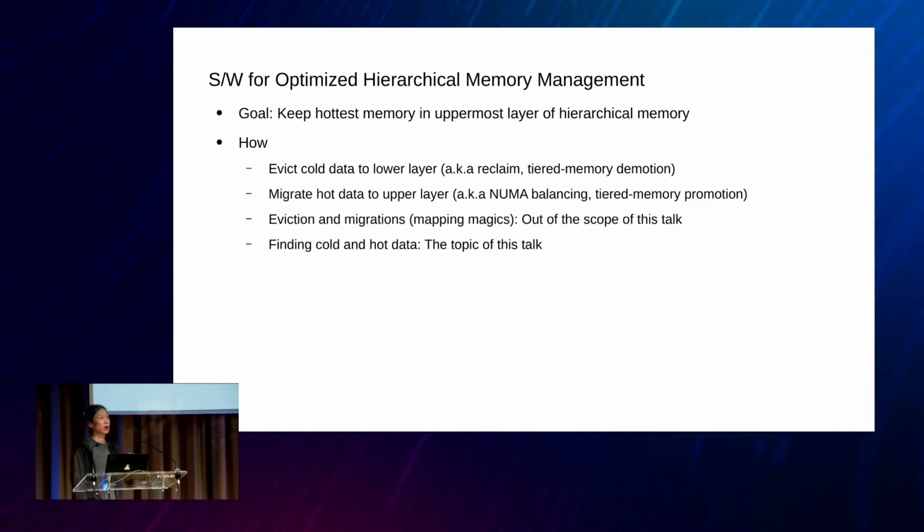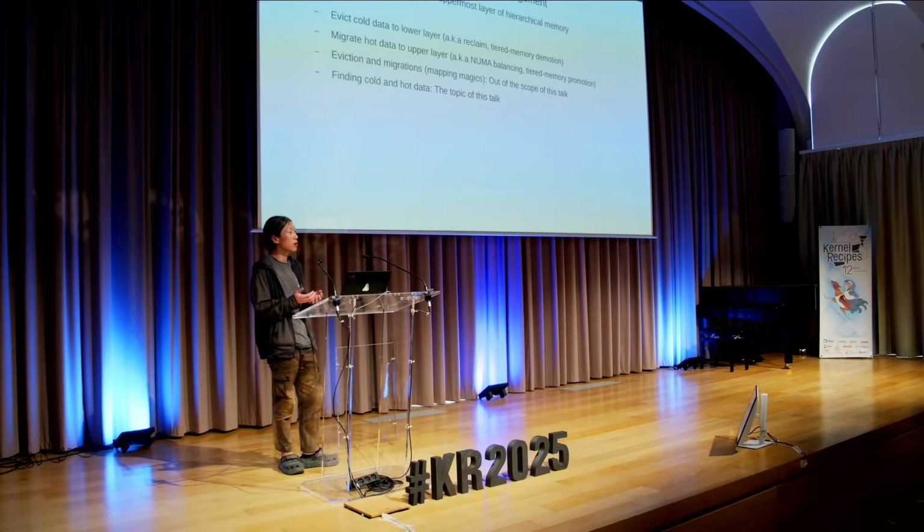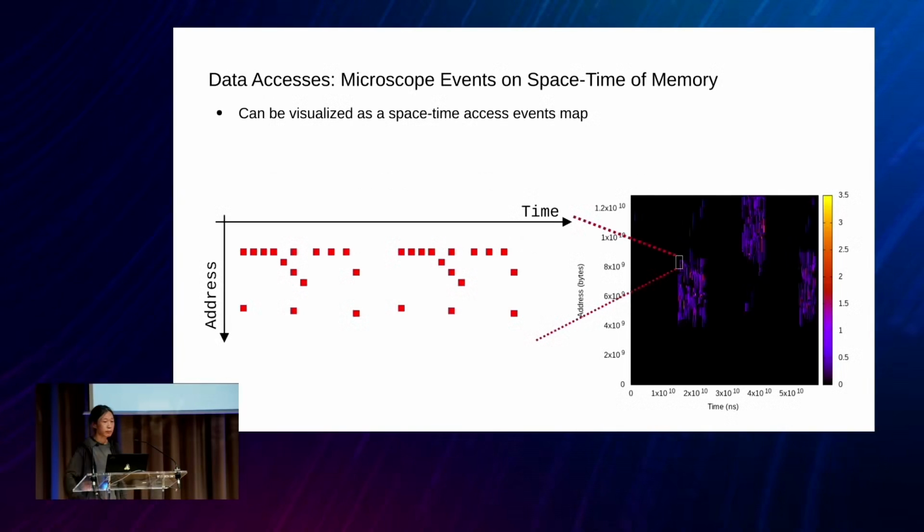And also we can migrate hot data to the upper layer, in the name of NUMA balancing or promotion in terms of tiered memory management. The evictions and migrations are also very interesting topics, very complicated and important ones, which are usually made with a magic of mappings. However, that's not the scope of this talk. Rather than that, this talk will focus on how we can find the cold and hot data.